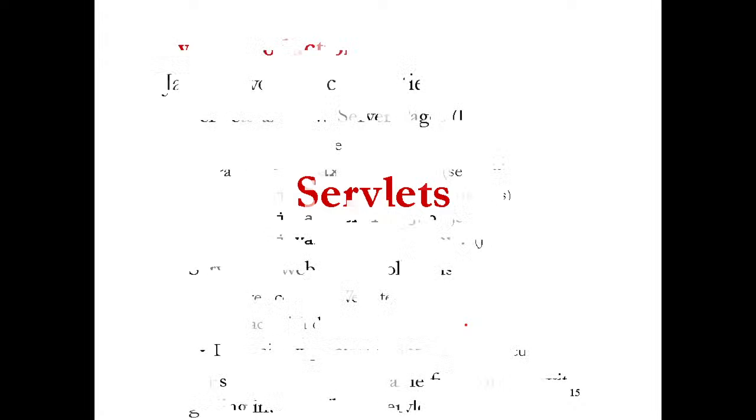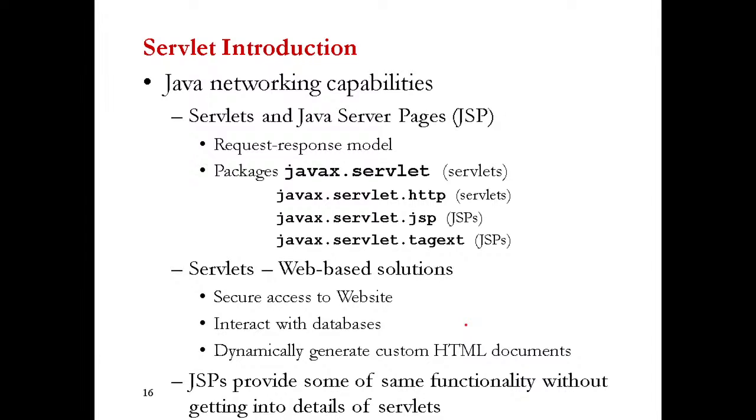So now we are coming to the major topic of servlets. This was the background of how servlets work on servers. Servlets basically follow the HTTP protocol. So now, what are the Java network capabilities? First of all, it provides two types of capabilities: servlets and Java Server Pages, JSP.